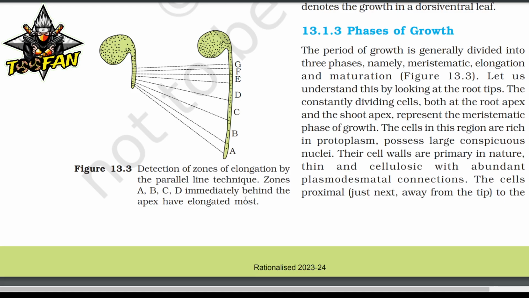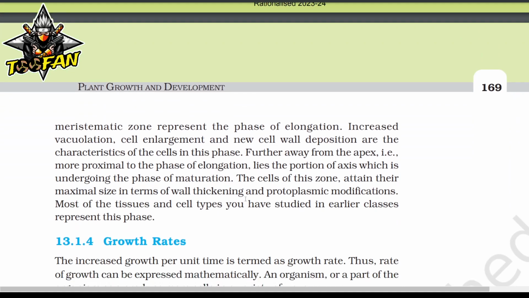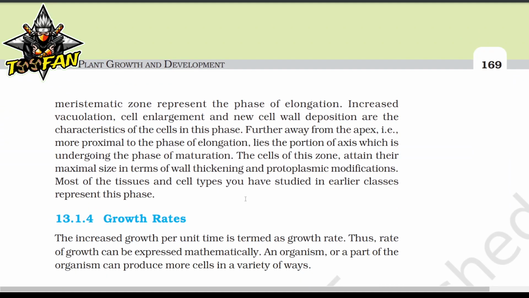The constantly dividing cells, both at the root apex and the shoot apex, represent the meristematic phase of growth. The cells in this region are rich in protoplasm and possess large conspicuous nuclei. Their cell walls are primarily thin and cellulosic in nature, with abundant plasmodesmatal connections. The cells proximal to the meristematic zone represent the phase of elongation. Increased vacuolation, cell enlargement, and new cell wall deposition are the characteristics of the cells in this phase.